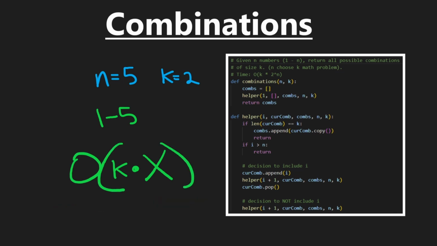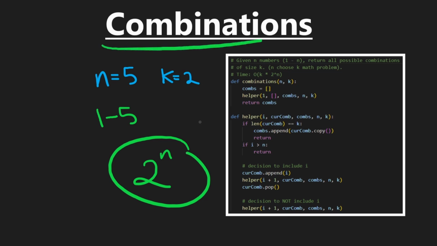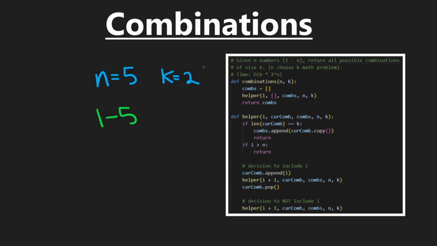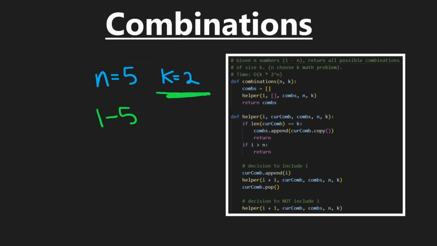When it came to subsets, we know that the number of subsets had to be 2 to the power of n. We can't do better than that. That's how many subsets exist. But for combinations, there's clearly going to be less combinations than there are subsets because these combinations that we're talking about are of size 2, whereas the subsets were of any size. They included size 2, but they also included all the other possible sizes. So we know the number of combinations is going to be less than 2 to the power of n.